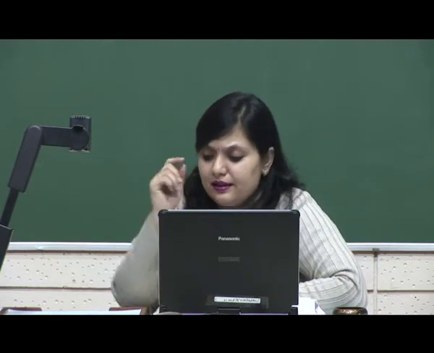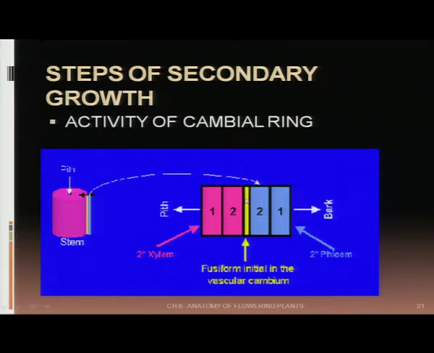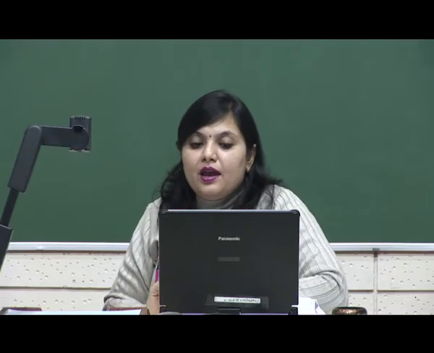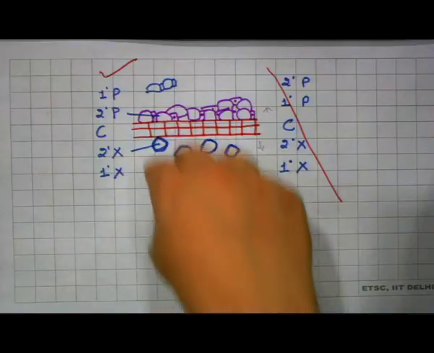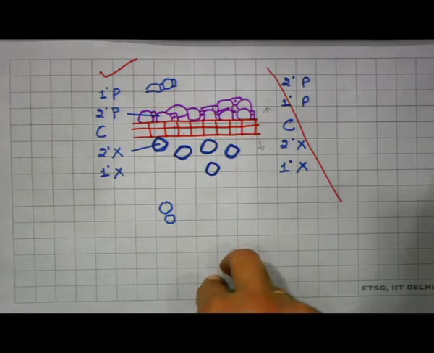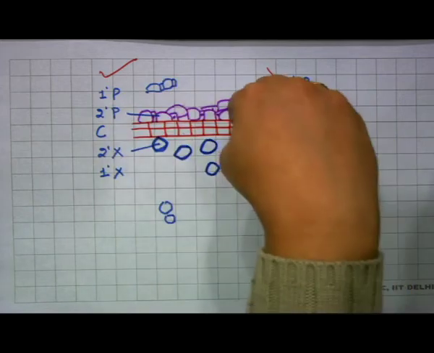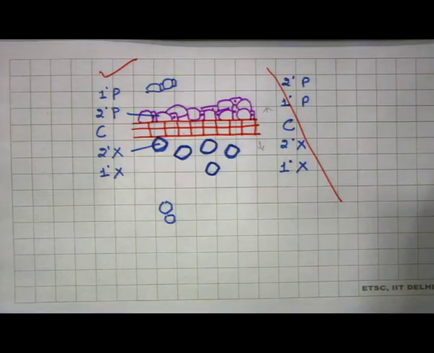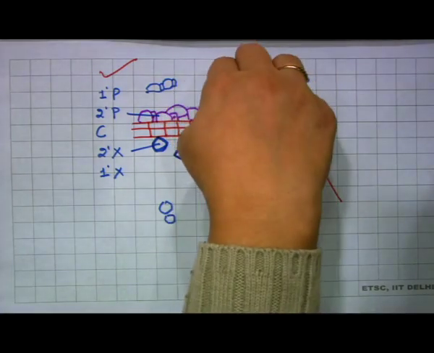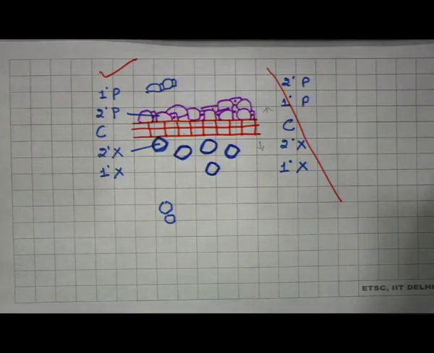So, here is a diagram which is also showing that near the fusiform initials of the vascular cambium, we find the secondary xylem and secondary phloem. Afterwards, there are primary xylem and primary phloem. Now, what happens? As you move towards the pith for xylem, you will find the older elements. The younger will be near the cambium. Similarly, as you move towards the cortex, in case of phloem, you will find the older elements. The younger will be near the cambium.